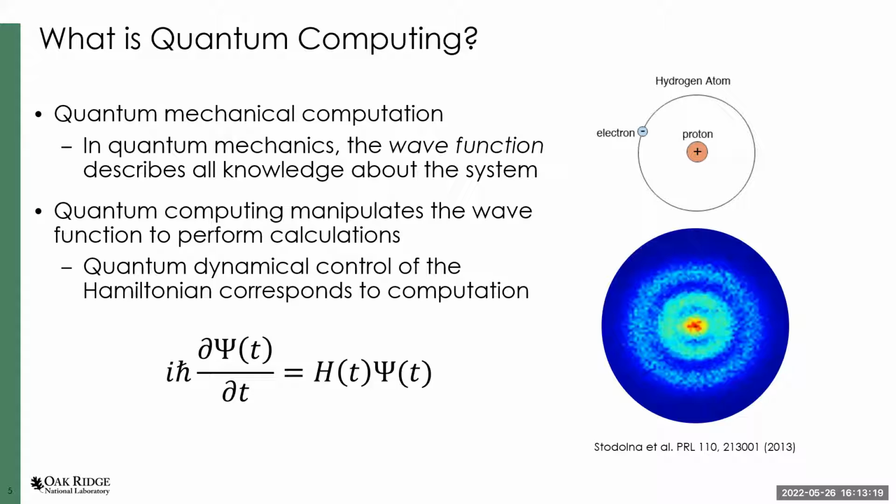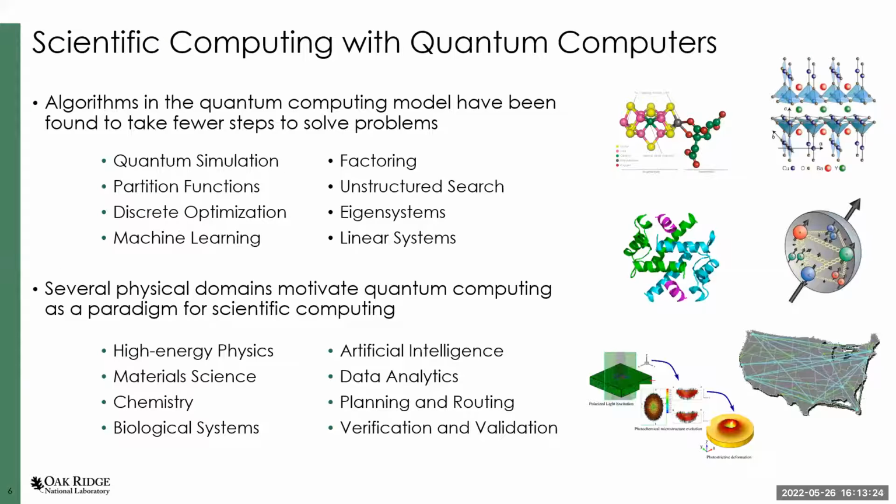Now, if we are able to master control of the Schrodinger equation, it has been shown that there are a number of applications for scientific computing where quantum computers would have an advantage. Up at the top here, you're seeing examples of these algorithms: quantum simulation, so that's solving Schrodinger's equation itself; partition functions, which depend on summing over many different states of the system; discrete optimization, looking through noisy landscapes; machine learning for inference; factoring, which is actually a well-known example of a quantum computing application; as well as several others.